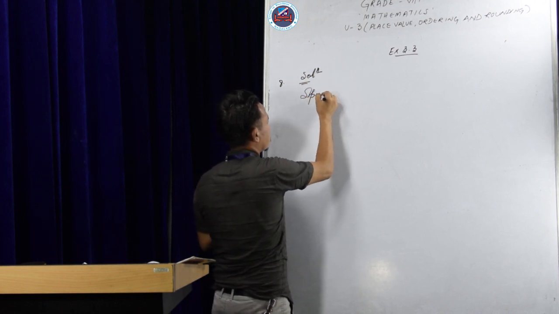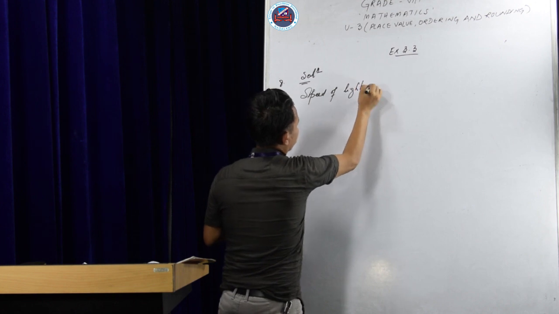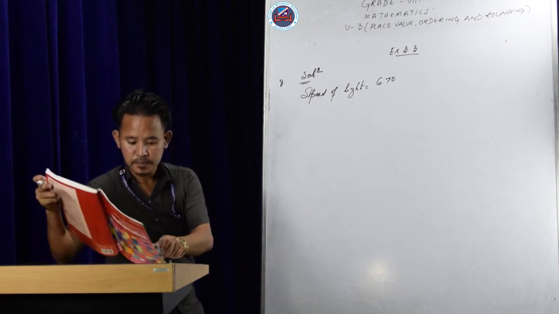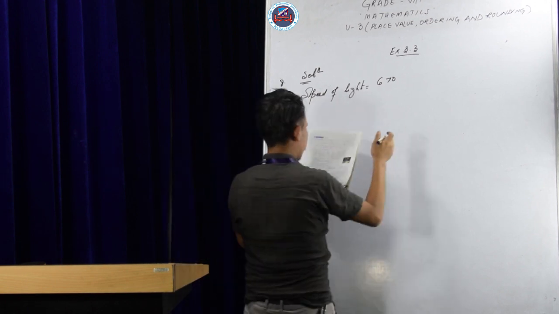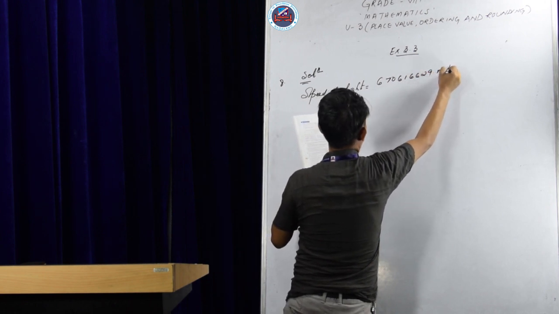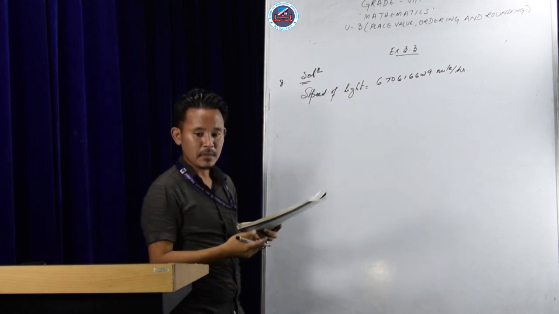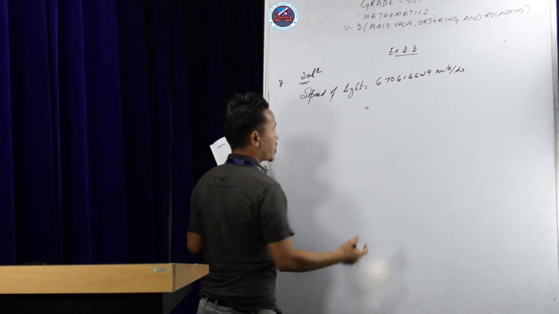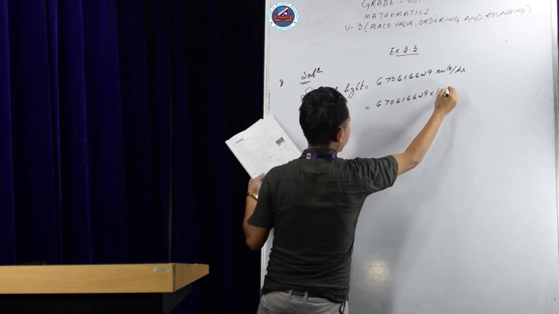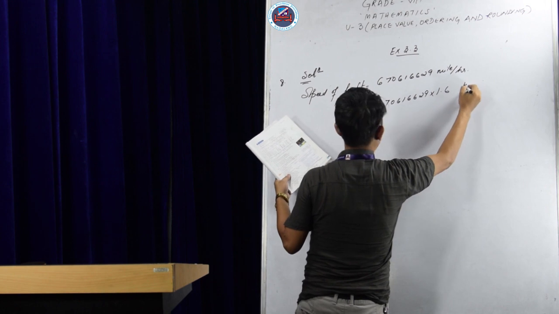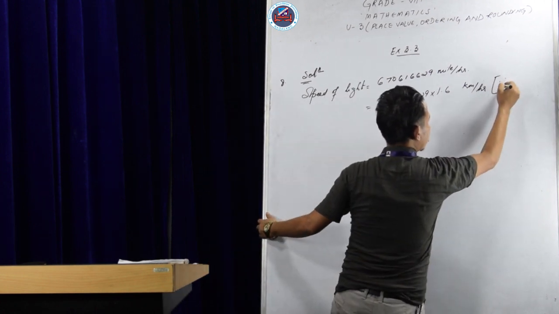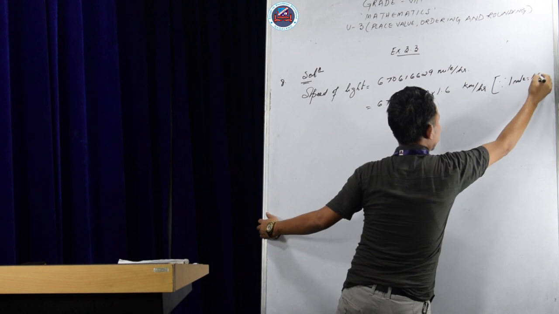Speed of light they have given as 670616629 miles per hour. Right? Clear? Now, let's convert this mile into kilometer. 670616629 into 1.6 kilometer per hour. Right? Since 1 mile equals 1.6 kilometer.